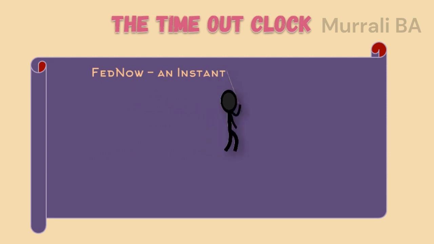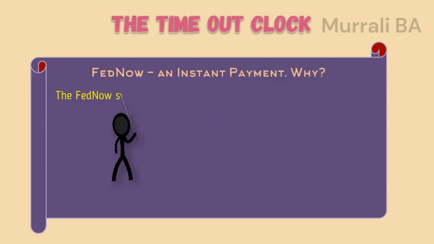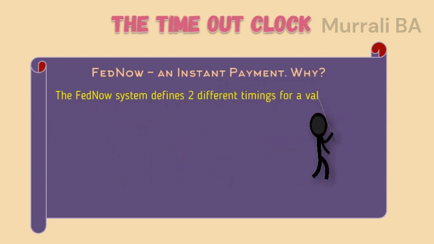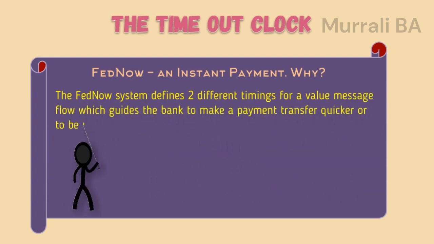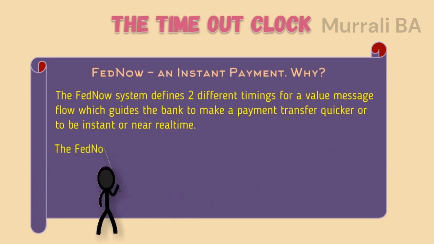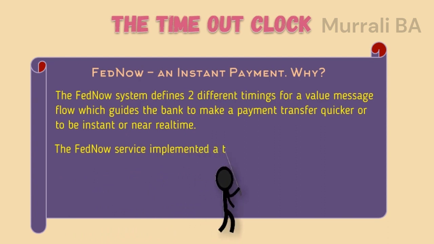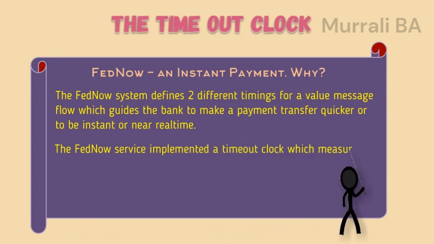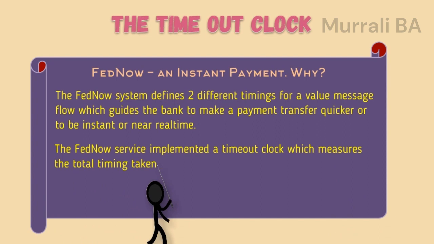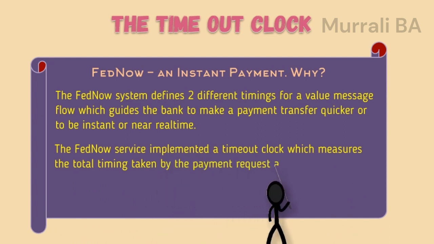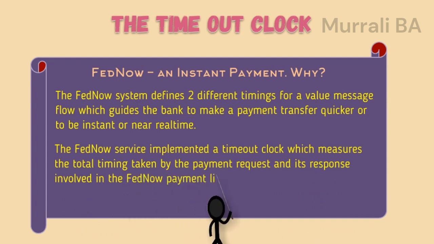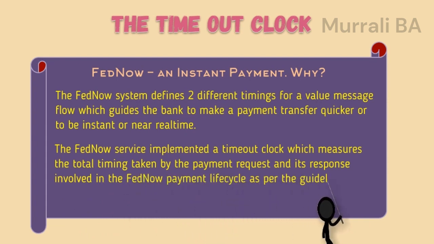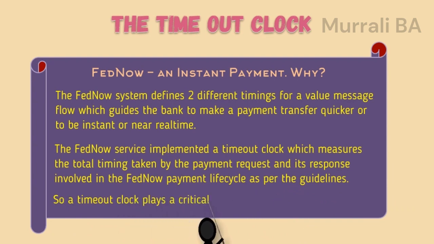The FedNow system defines two different timings for a value message flow, which guides the bank to make a payment transfer quicker, or to be instant or near real time. In order to ensure that everyone is following the guideline, a strict officer is appointed by the FedNow service, named the timeout clock, which measures the total time taken by the payment request in the FedNow payment lifecycle. So, the timeout clock plays a critical role in this entire payment system.